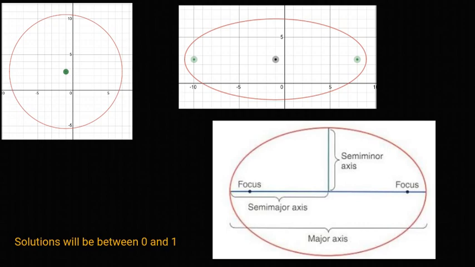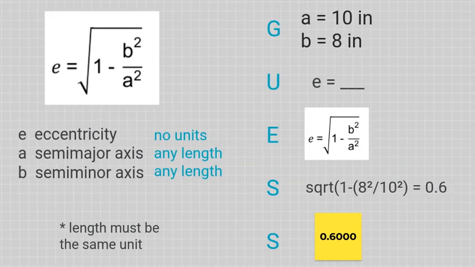Okay. Well, let's look at an example problem. Actually, let's look at the formula first. So eccentricity is the square root of 1 minus the semi-major axis squared divided by the semi-minor axis squared. And notice that eccentricity is a ratio. Well, it's more or less a ratio.